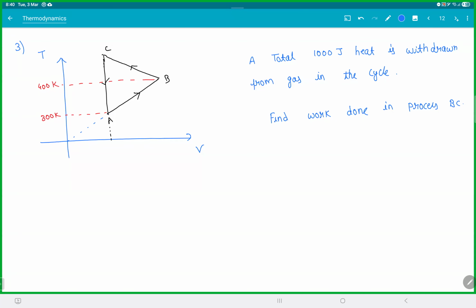So we got a TV graph where AB is passing through the origin. AC is vertical. BC, I don't know what it is. Only the temperature at B and the temperature at A are given, and there is no other information, no volume, nothing is given. There is one thing given though. In this entire ABCA, you have removed 1000 joules of heat from the system. Then what is the work done from B to C? Think. Take a minute or two.